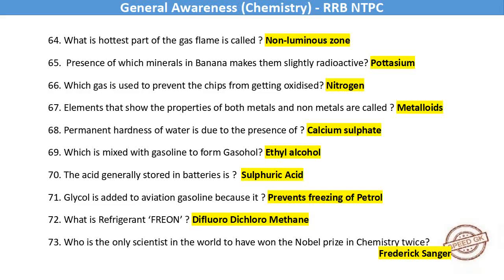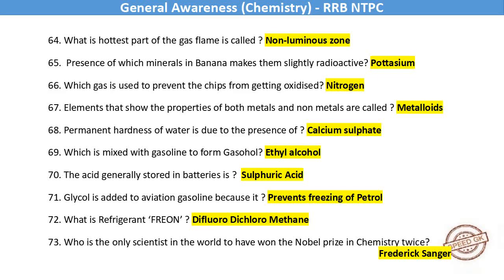Permanent hardness of water is due to the presence of calcium sulfate. Which is mixed with gasoline to form gasohol? Ethyl alcohol. The acid generally stored in batteries is sulfuric acid. Glycol is added to aviation gasoline because it prevents freezing of petrol.